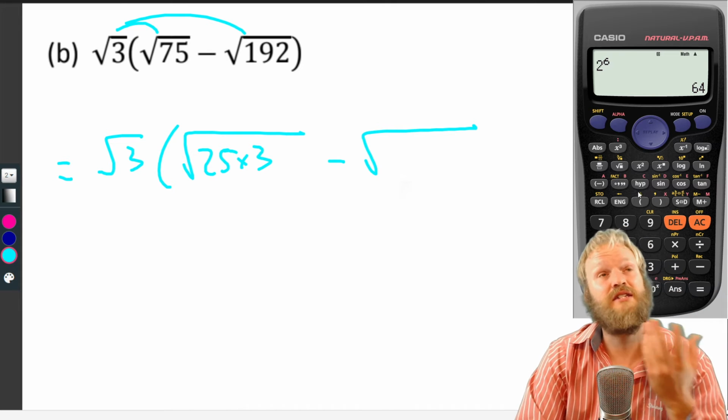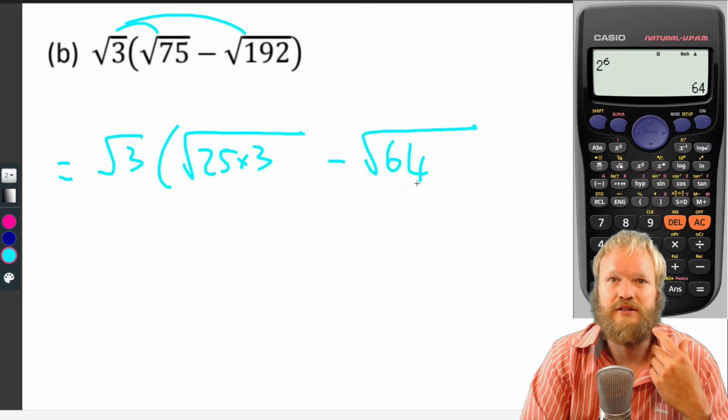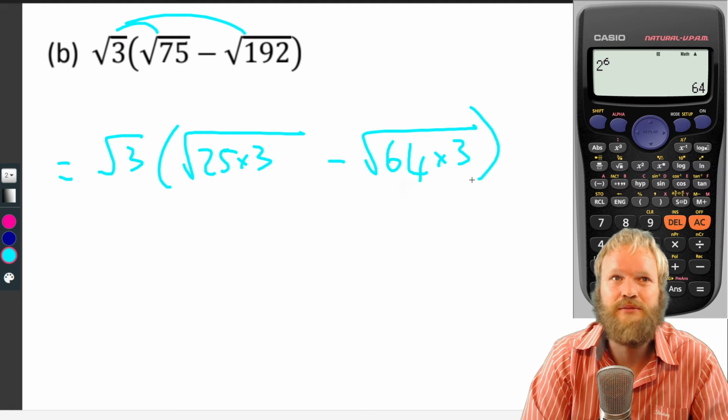So I didn't think 16 goes in there. 2 to the 6 is 64. So 64 is our biggest square that goes in there and seems to go in there 3 times.